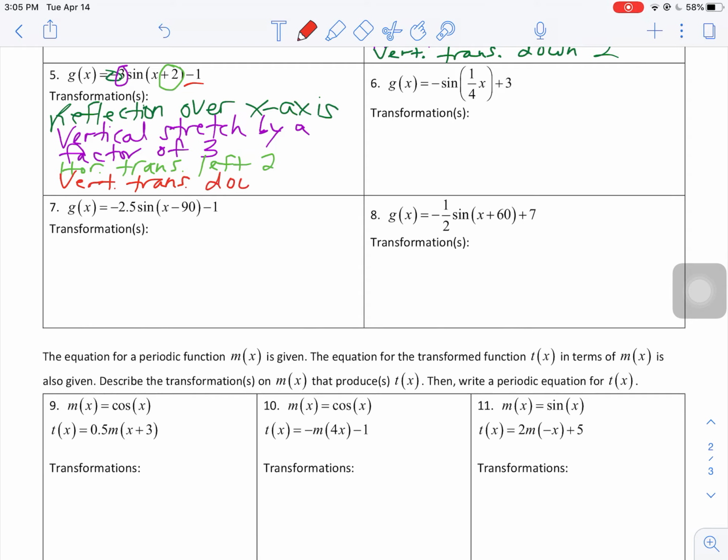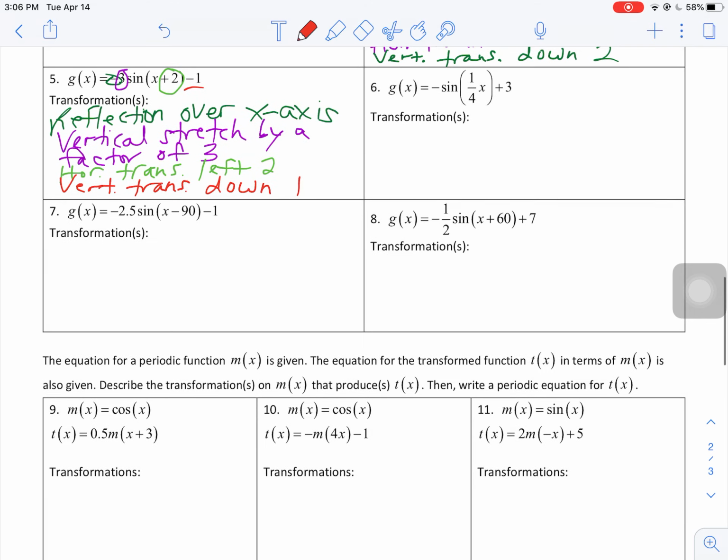translation down 1. And hopefully you're noticing all these transformations that you've done a million times this year, everything's always the same. We're just changing the function type. We've done radical equations, we've done cubic functions, quadratic functions, all sorts of different types of transformations on all different types of functions. And everything's always the same.